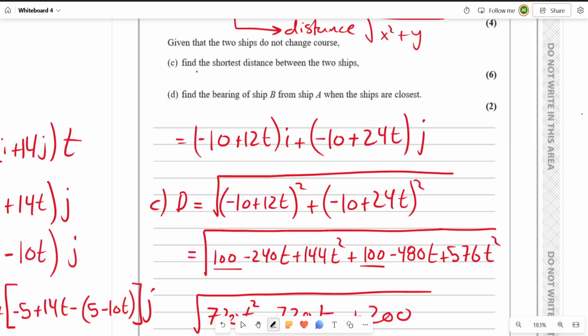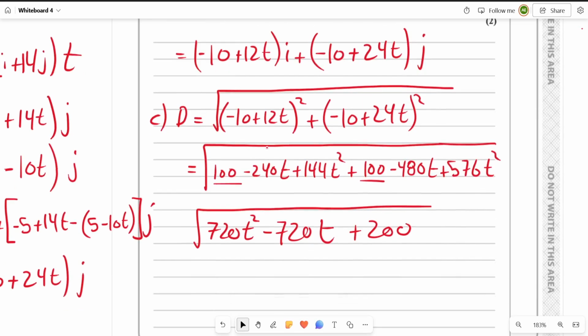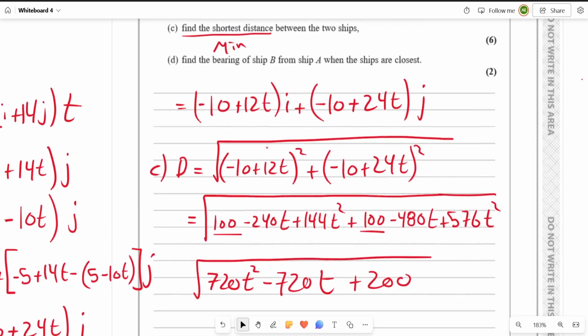The question asks for the shortest distance or the minimum distance. Whenever we see the word minimum, what do we think? We think about differentiation, or we think about minimum or maximum.